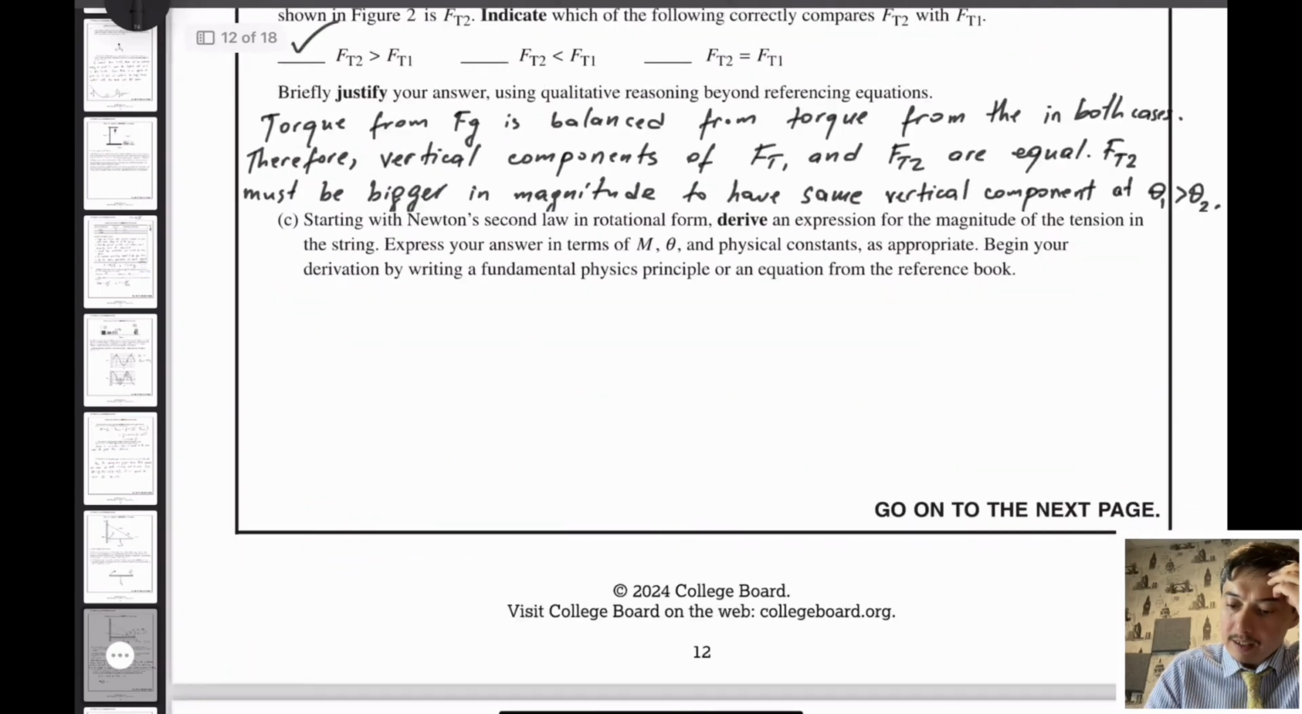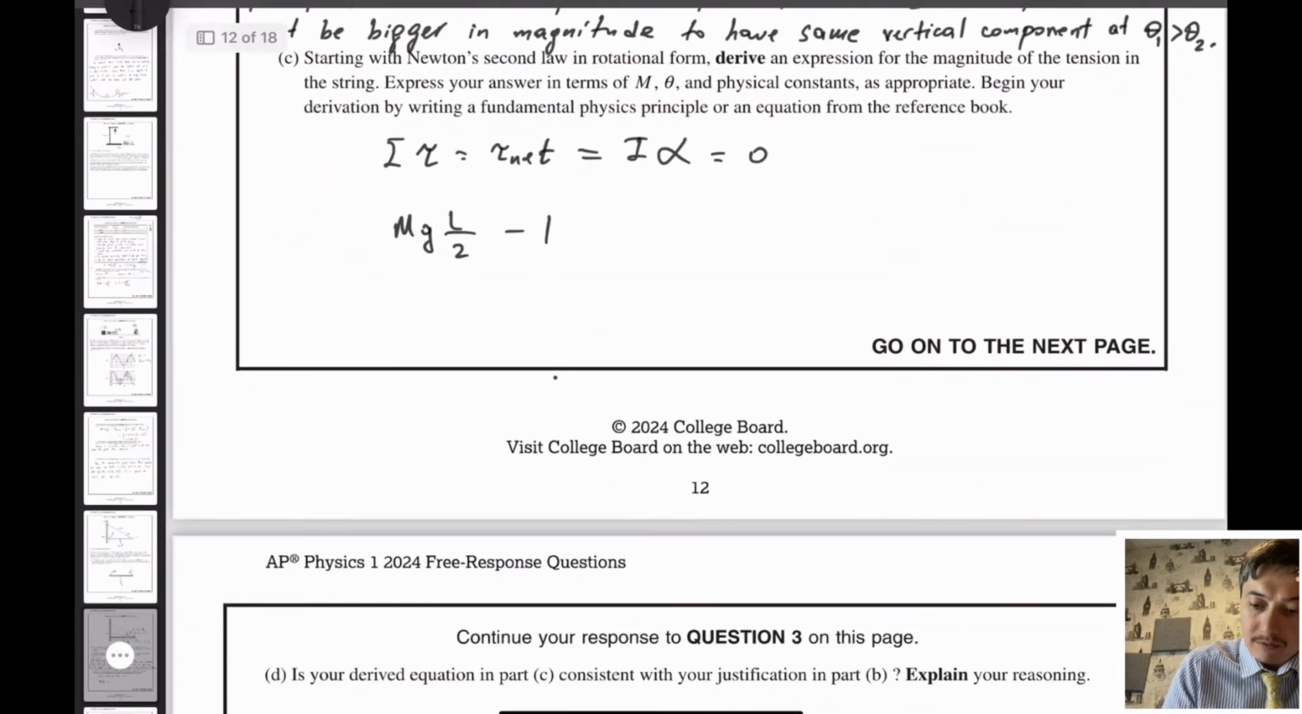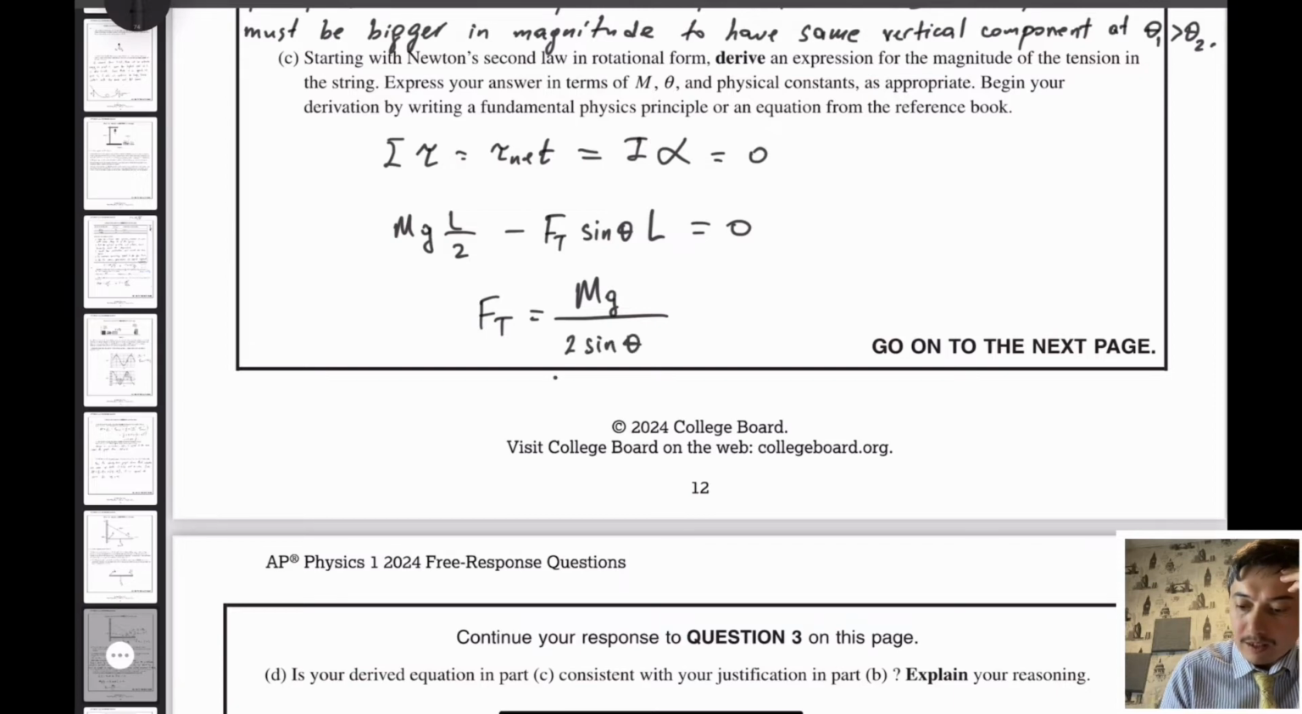The distance is this times length. So it's going to be Ft sine theta times L is equal to 0. So tension force must be mg divided by 2 times sine theta.